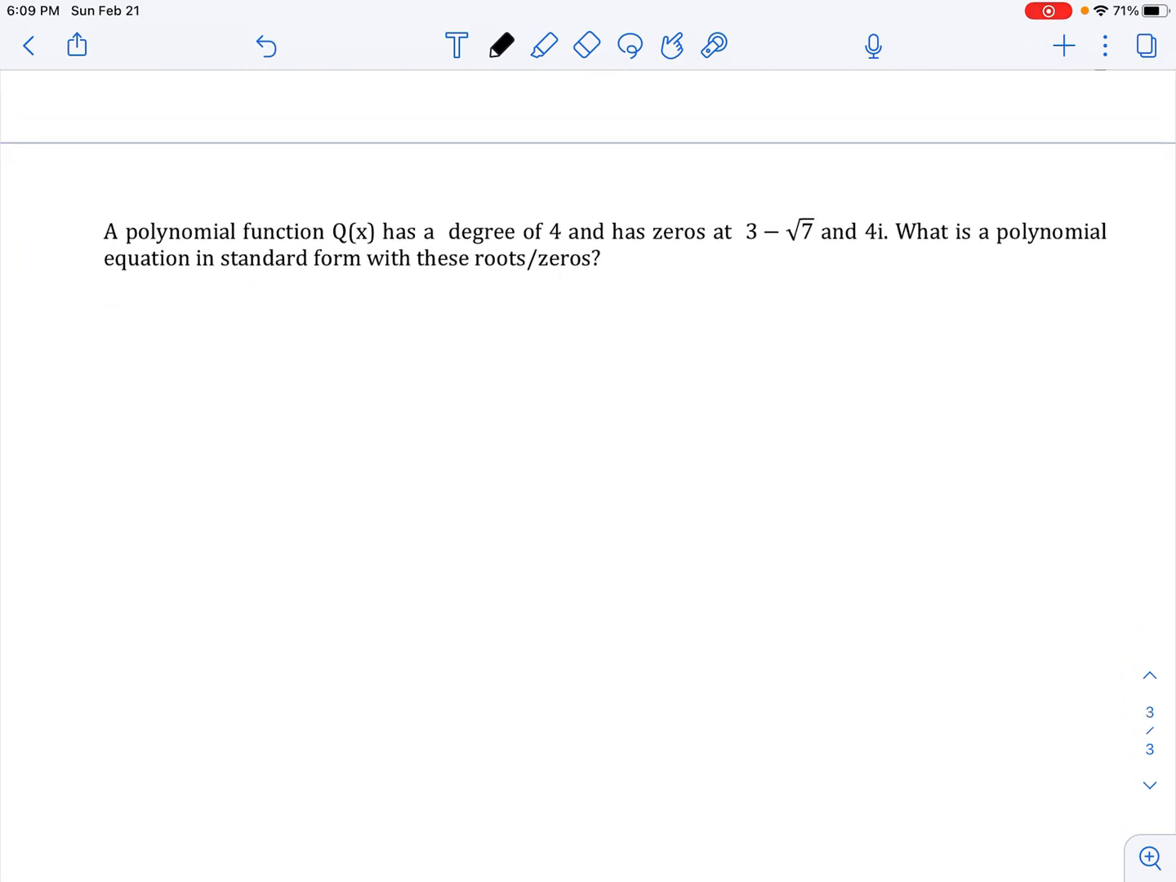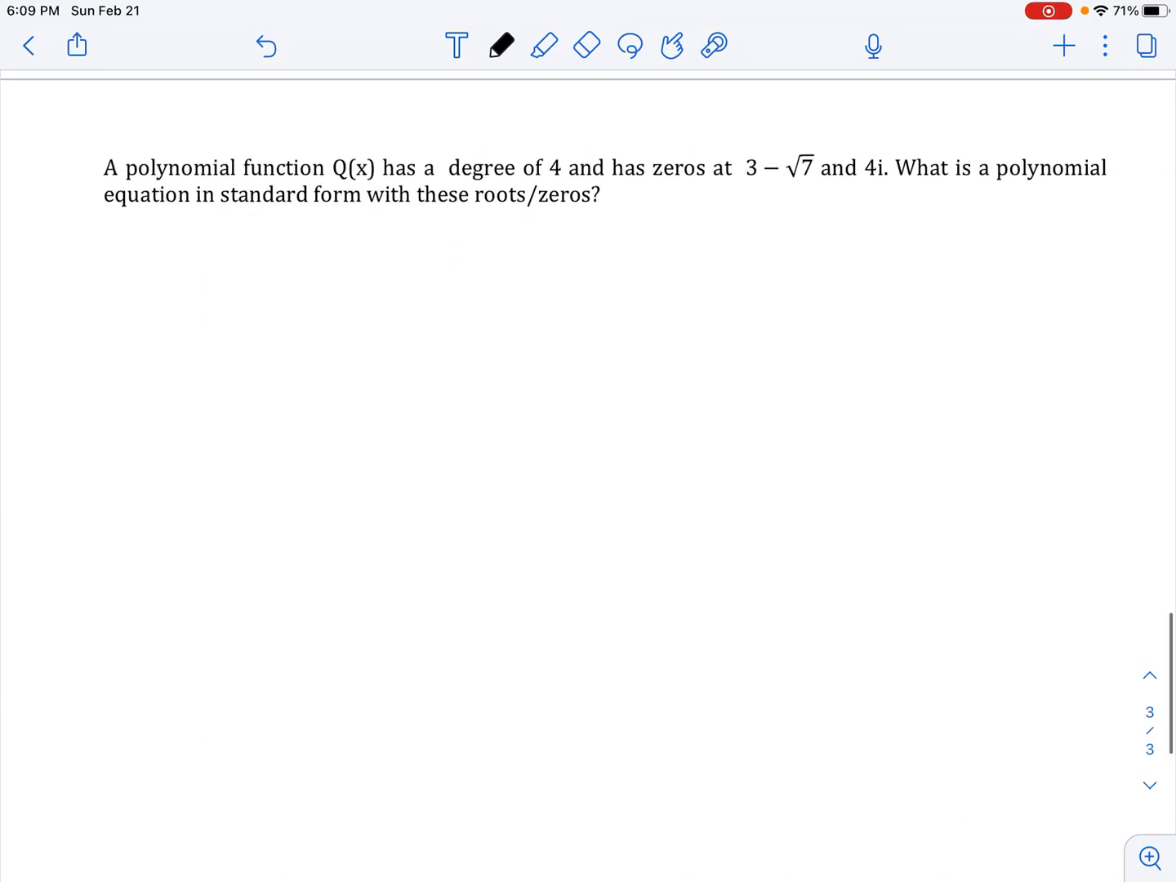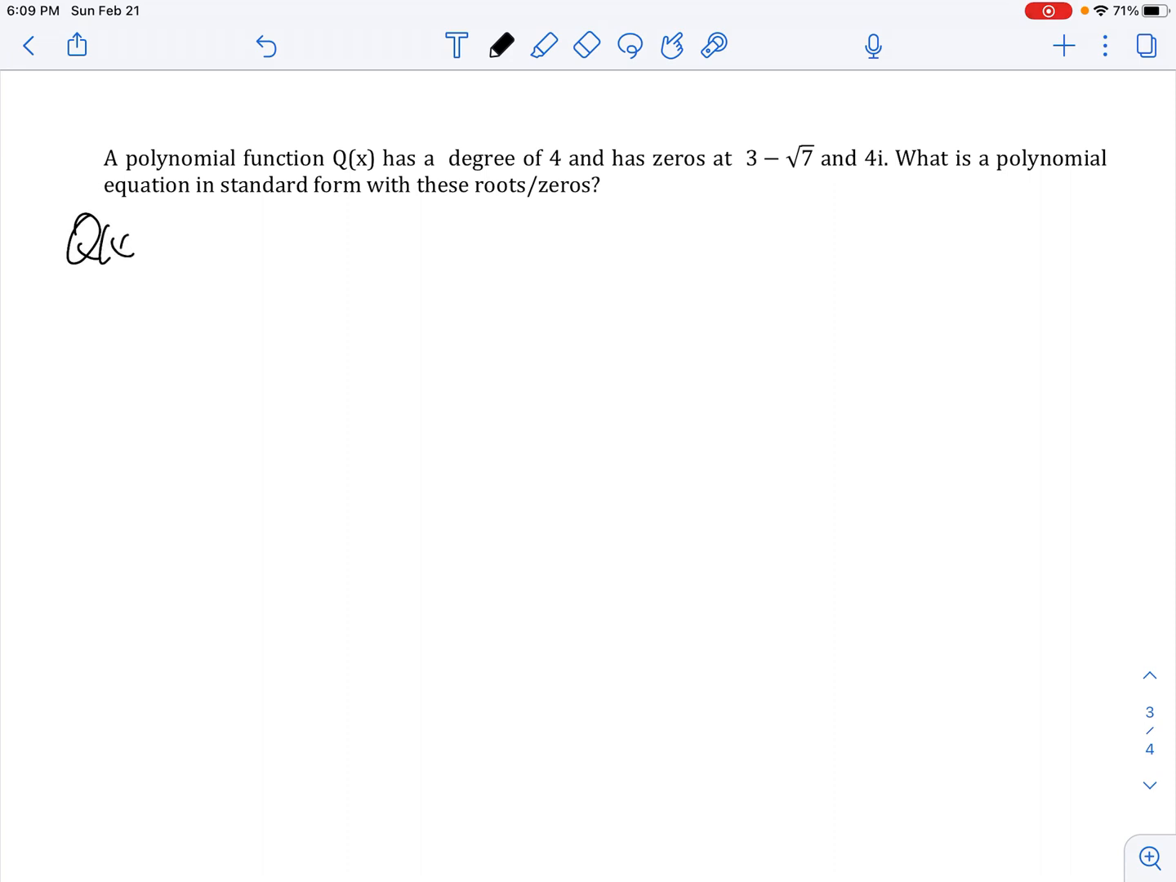All right. A polynomial function has degree 4 and has zeros 3 minus 7i and 4i. What is the polynomial equation in standard form with these zeros and roots? Okay, so it's q of x. And if it has a degree of 4, there will be 4 zeros. There's 1 and 1. So if 3 minus root 7 is a 0, then 3 plus root 7 is a 0. And if 4i is a 0, then minus 4i is a 0.